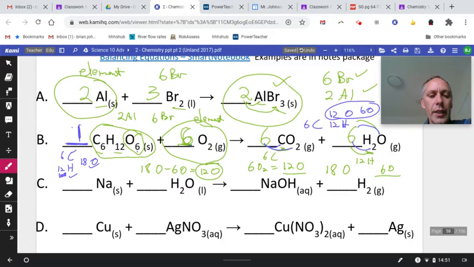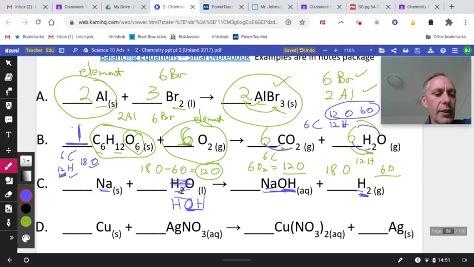Okay, Na + H2O. This guy is probably the most complicated. Now here's an example where water is turning into OH and H. So I find it easier to write it like this. Okay, so there's my OH, there's my OH. 1 and 1. 1 sodium, 2 hydrogen. Okay, so I've got 2 hydrogens. The Na and the OH are balanced.